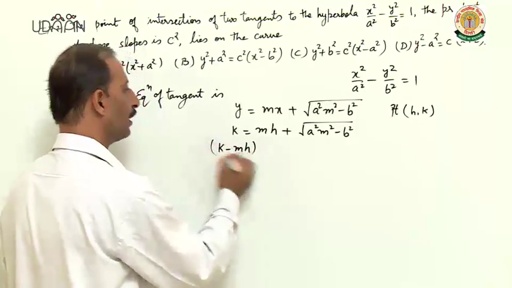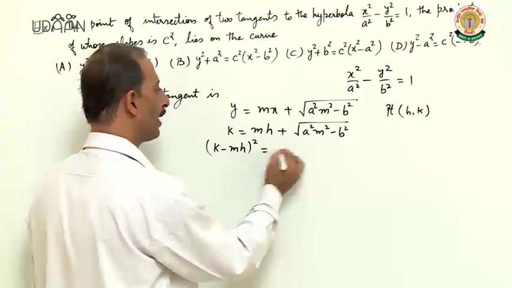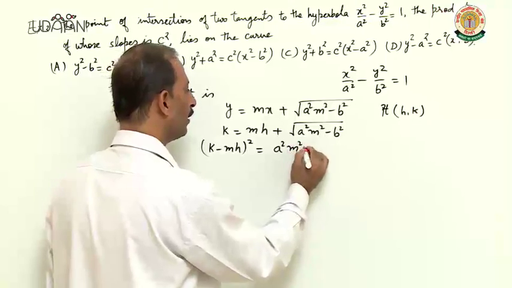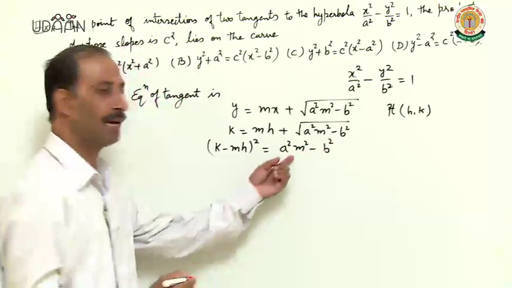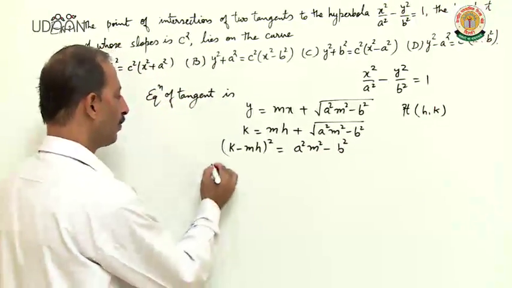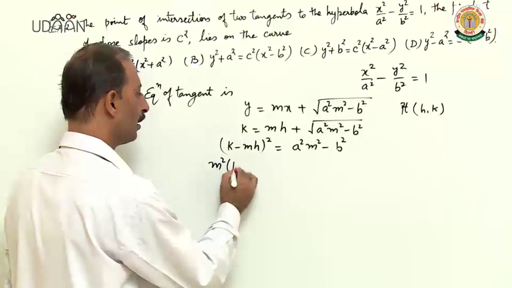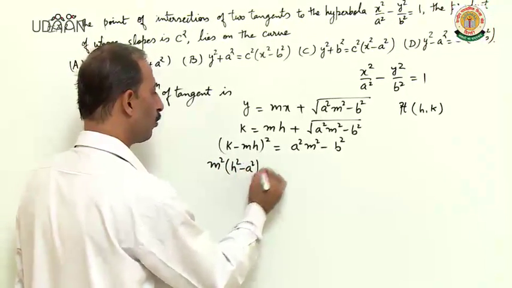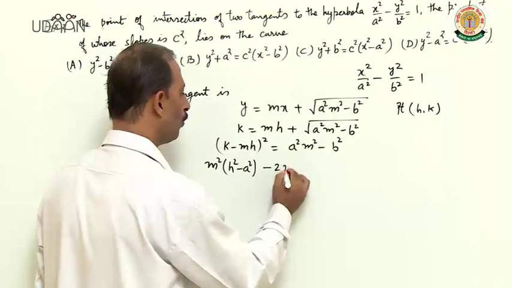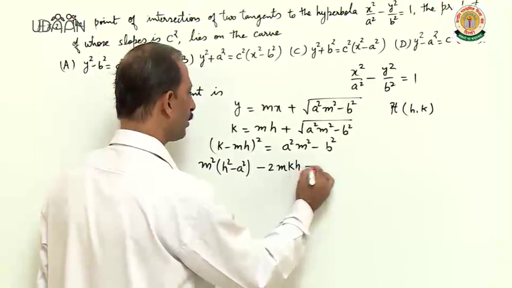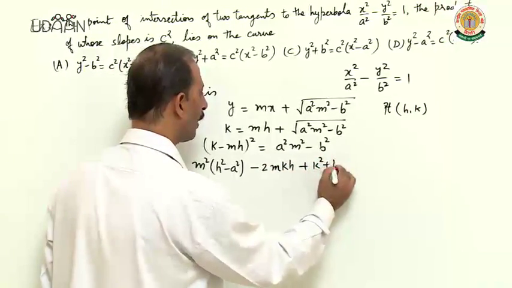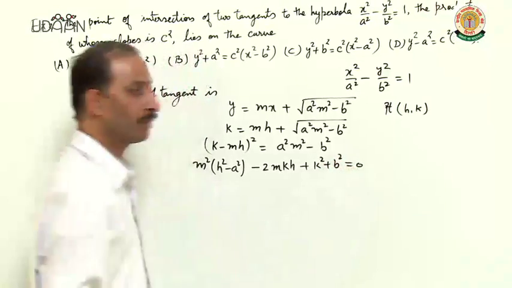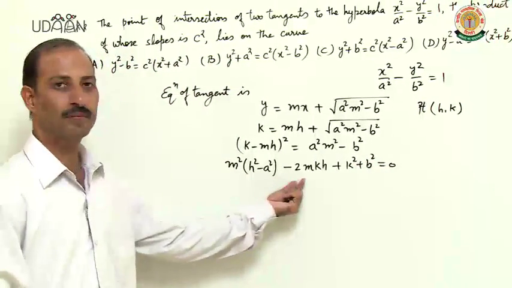If you transfer the m s to the left hand side and square both sides, you will get a quadratic equation in m. Further simplifying, you will get m square (h square minus a square) minus 2mkh plus k square plus b square equal to 0. This is a quadratic equation in m.